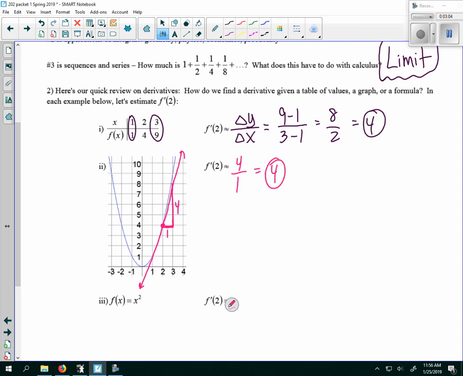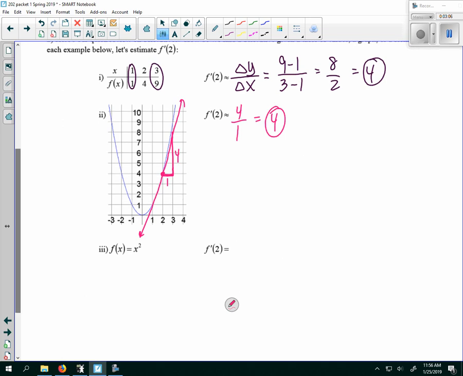Now if you have a formula, we can be exact, because if I know f of x is x squared, I can use the power rule from calculus 1 to know that the derivative f prime of x is equal to 2x. And then f prime of 2, I would plug a 2 into the formula 2x, so 2 times 2, which is 4.